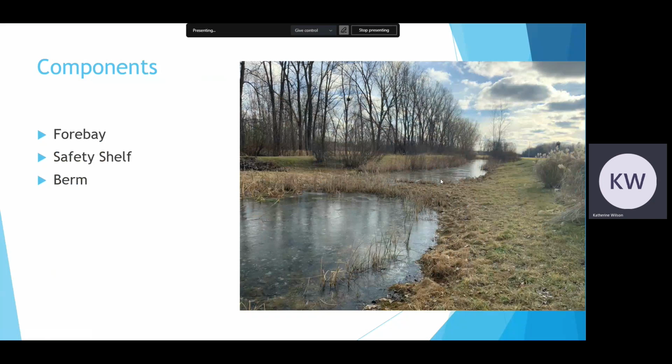The forebay's function is so the sediment settles first in this area before flowing to the larger stormwater pond. So if all the sediment settles in the first smaller area, the forebay, if it fills up, it's a lot easier to dredge this area out than the whole pond. You can also see the safety shelf in this picture where the cattails are growing around the edge. And you can also see that the berm goes all the way around the pond, if you can see my cursor.